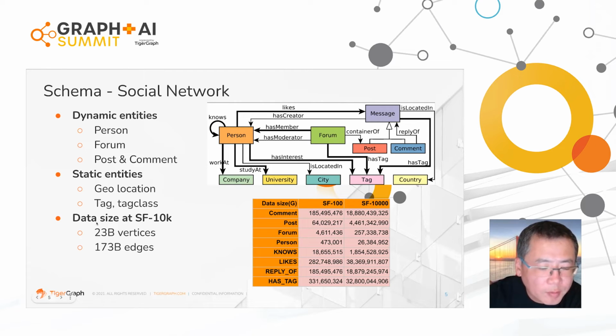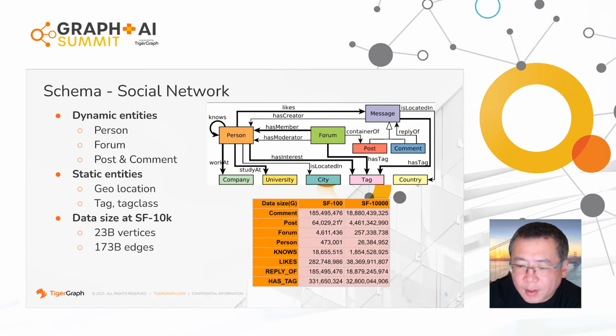So here I'm going to show the magnitude of scale factor 10,000. At scale factor 10,000, after we generate the raw graph, it consists of 23 billion vertices and 173 billion edges. This table breaks down the cardinality of each entity and some typical edges. The reply-of edges in scale factor 100 have 185 million cardinality, and at scale factor 10,000, you have 18 billion edges.